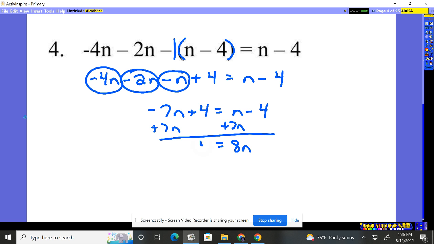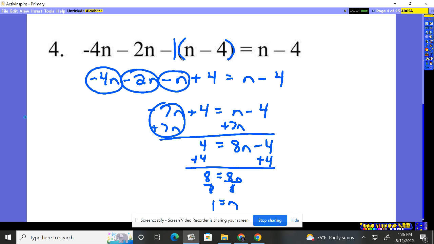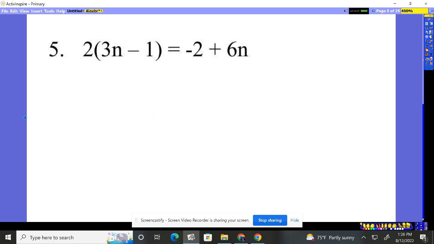We bring down our 4 here and bring down our 4 here. So this went away. We were left 0 plus 4 is 4. n plus 7n is 8n, and bring down my -4. I now move my number over to be with my other number. And we can see this is going to come out nice and pretty. 8 equals 8n, so we divide by 8. n's value is 1.